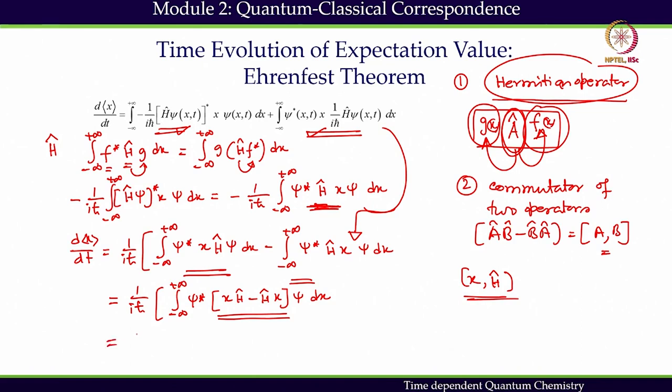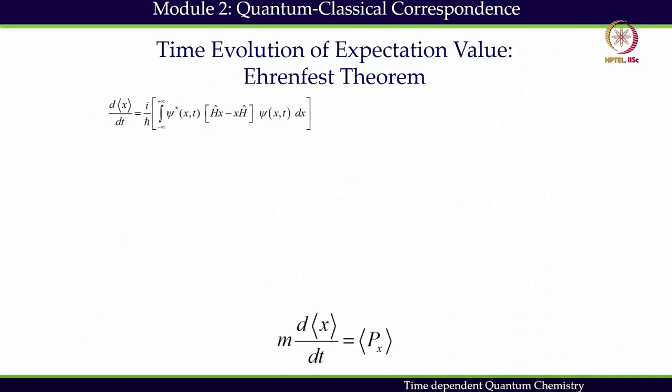I will just change it, I'll make it I by h cut. In that case, the sign will change. And I will have psi star (h x minus x h). So we have this form of the time derivative of the expectation value.